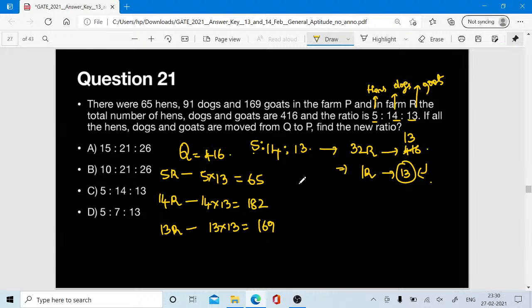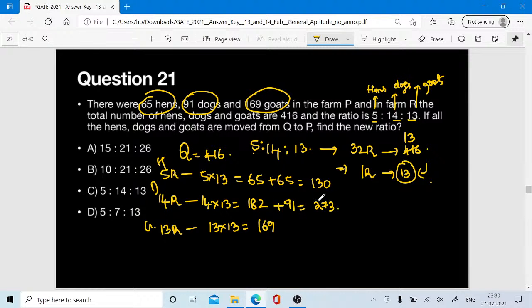They have already told you guys what here? There were 65 hens, 91 dogs and 169 goats, right? So 65 I already have. 65 plus 65, how much is it? 130, right? So this is hens, this is dogs and this is goats. So 182 plus 91 is going to be 273.